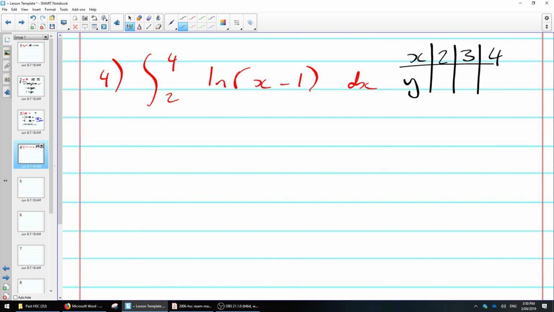Okay. So this is our first, that's our middle, that's our last. Again, 3 function values. That's 2, that's 4, that's 3. Okay, first, middle, last.